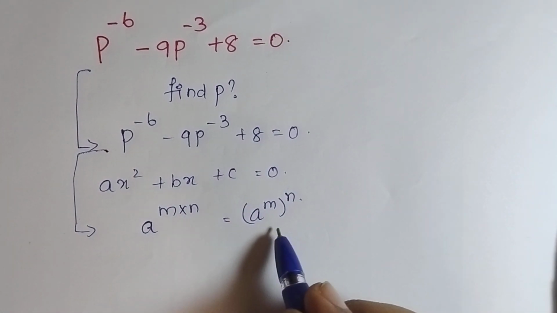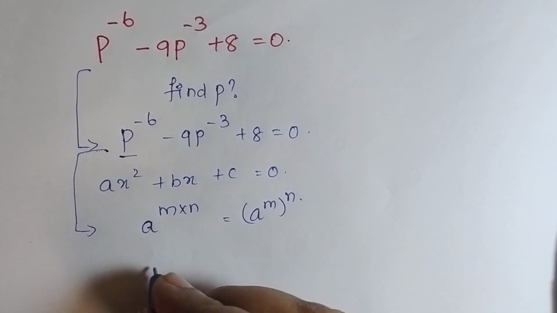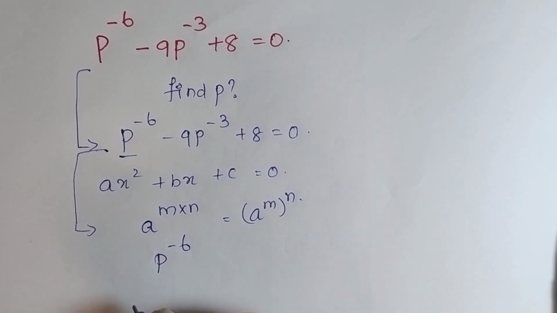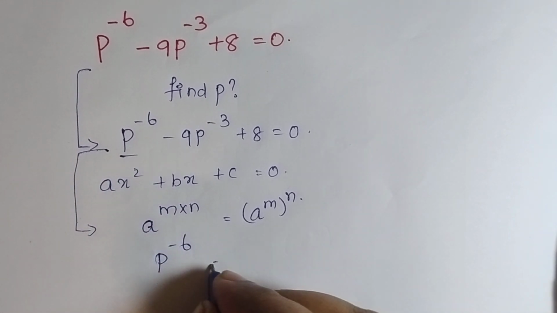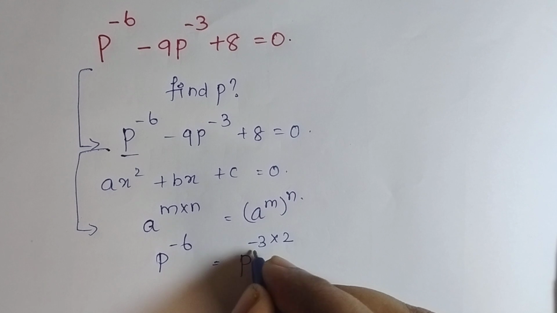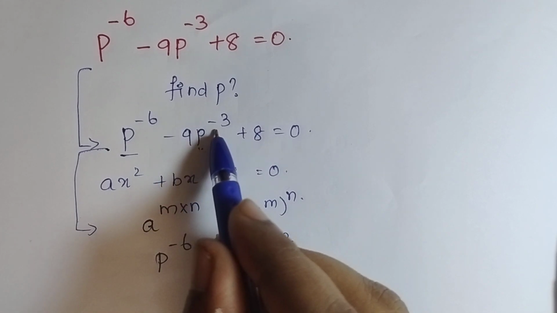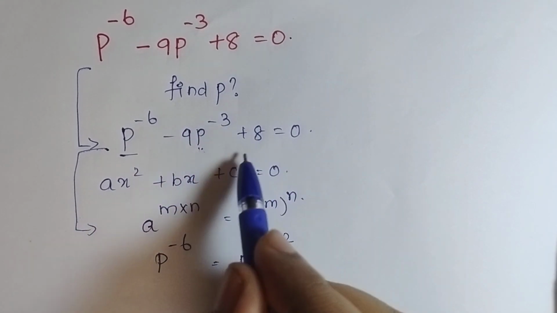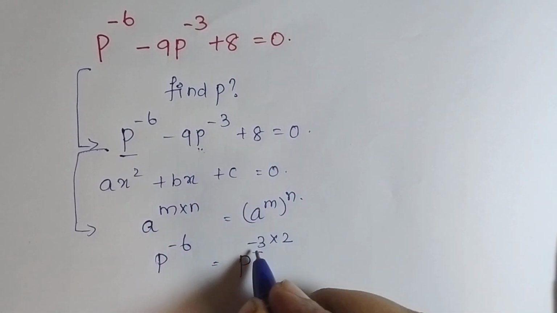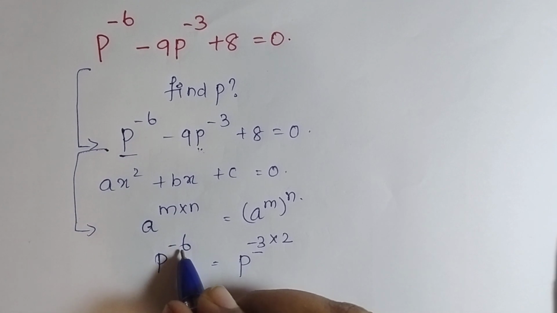So, I am going to apply this in the place of p power minus 6. I am going to realign p power minus 6 as p power minus 3 into 2. Here I am taking minus 3 first, because instead of the x value, what will be there? P power minus 3. So in order to make the value the same, first I take minus 3, and then the rest, into 2, gives the minus 6 value.